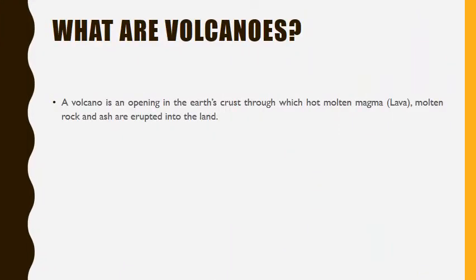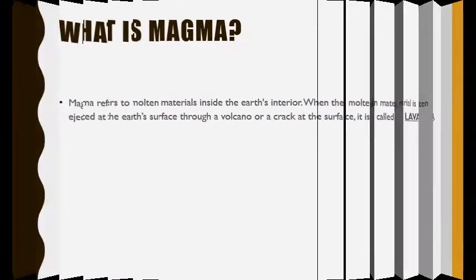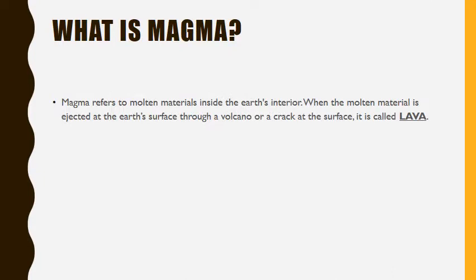What are volcanoes? A volcano is an opening in the earth's crust through which molten magma, lava, molten rock, and ashes are erupted onto the land. What is magma? Magma refers to molten material inside the earth's interior. When the molten material is ejected at the earth's surface through a volcano or a crack at the surface, it is called lava.